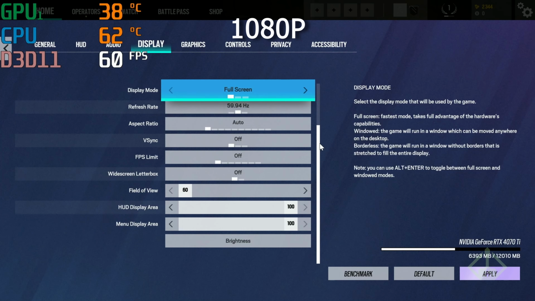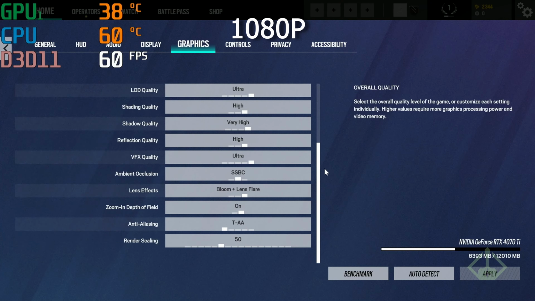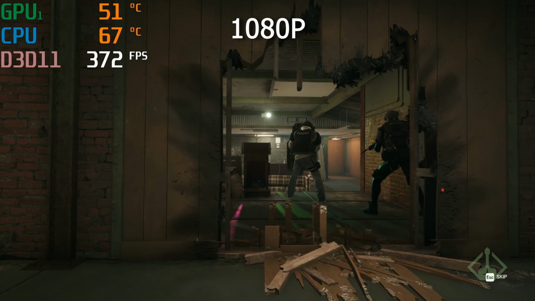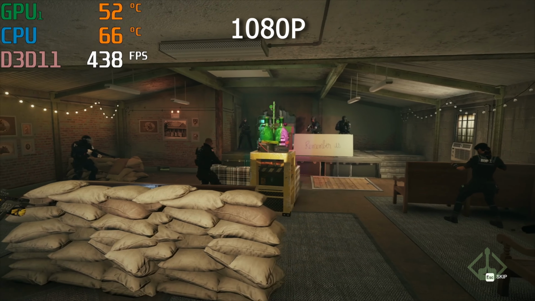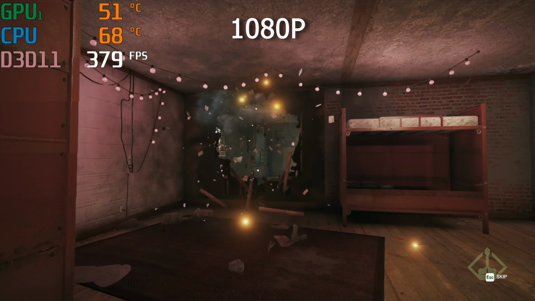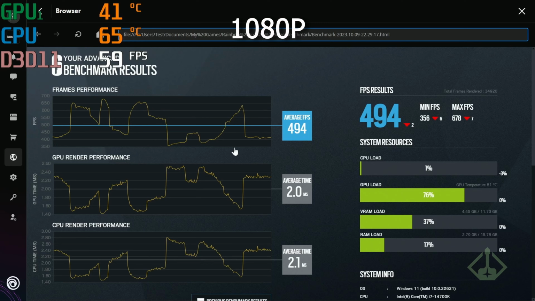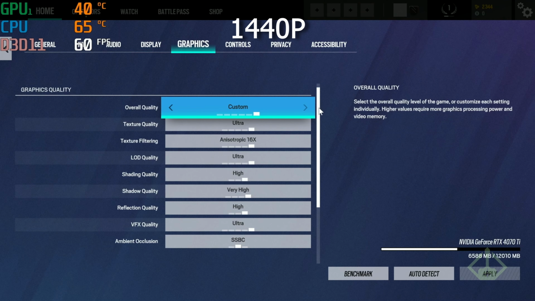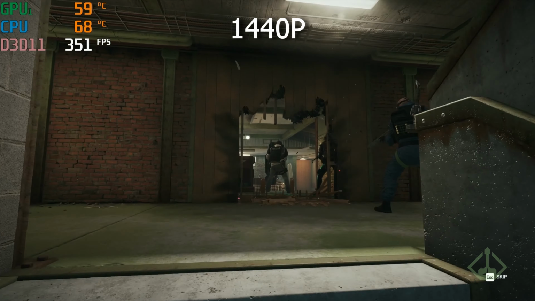Rounding out our suite is Rainbow Six Siege. You may notice slightly different benchmark results here as we've stopped running the tests on Vulkan. At 1080p, the game still finishes a resounding 499 FPS average. Moving up to 1440p, Rainbow Six played at 428 FPS average. Remember that we're using ultra settings and the HD texture packs enabled.